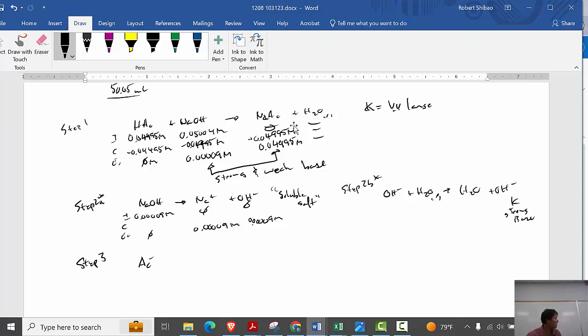Acetate itself is a weak base. And so here, let's do this. So over here, I skip this. Sodium acetate goes to sodium ions and acetate ions completely. So if I have 0.04995 molar sodium acetate, I'm going to have 0.04995 molar sodium ions and 0.04995 molar acetate ions. Originally this was 0 and 0.